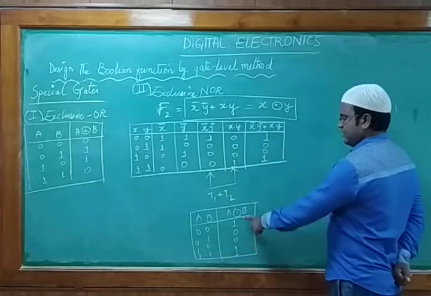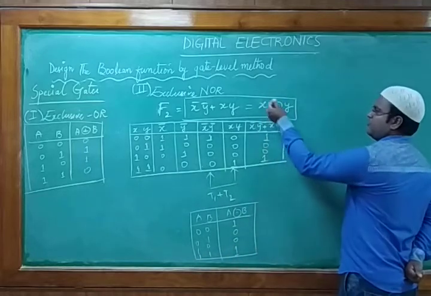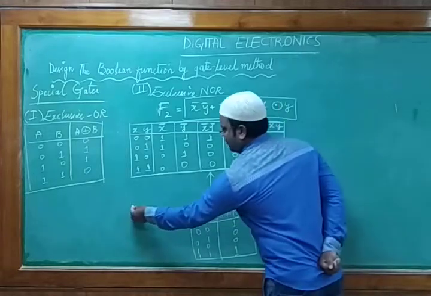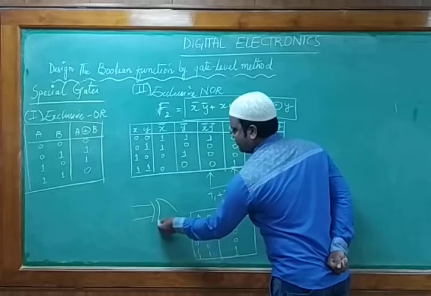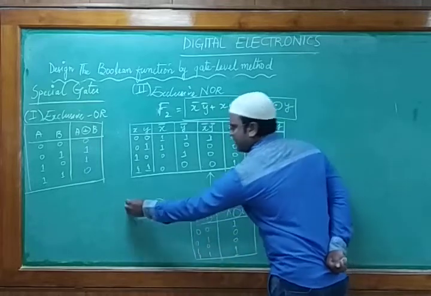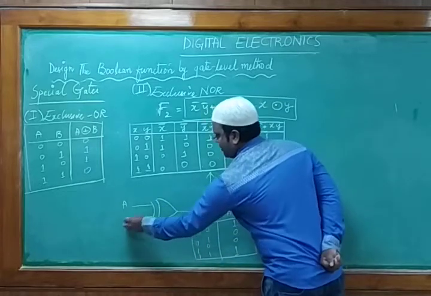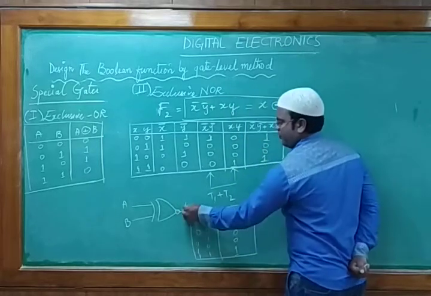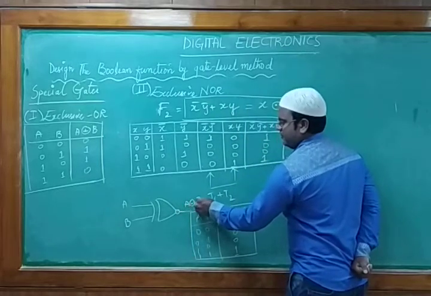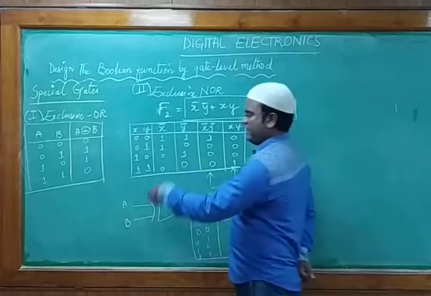So what is the circuit symbolic representation of it? We can represent over here, if you have A and B, exclusive OR is this much. But since it is exclusive NOR, we need to put a bubble over here. So what is the output of this, A exclusive NOR with B? What is the exclusive OR we have seen?